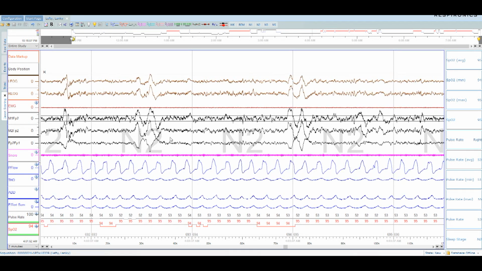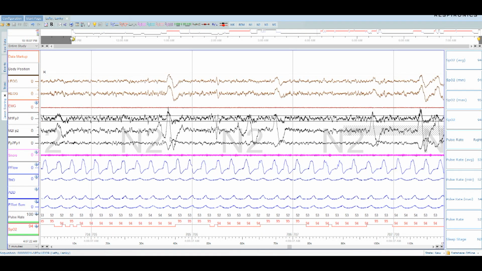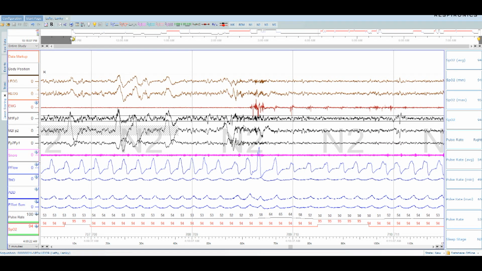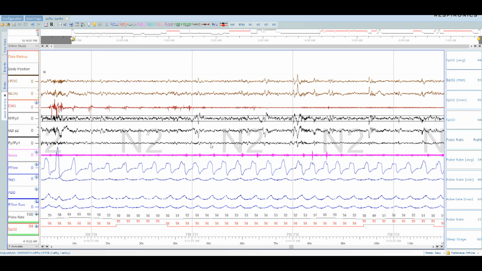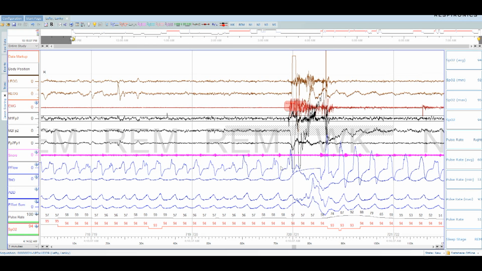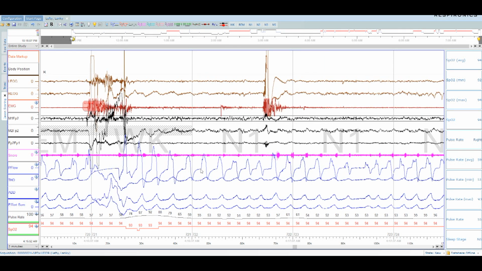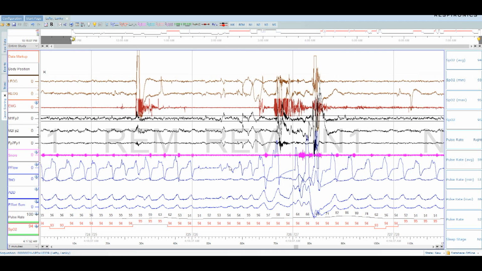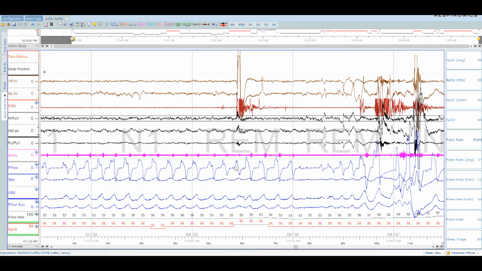Look at this. Nice stage 2, just cruising along. That is not long enough to be considered an arousal. I can tell you that. This one is. Decrease in airflow. No, I don't think so. Another little arousal there. That's more of a transition. My God.